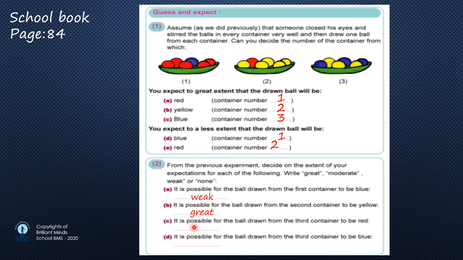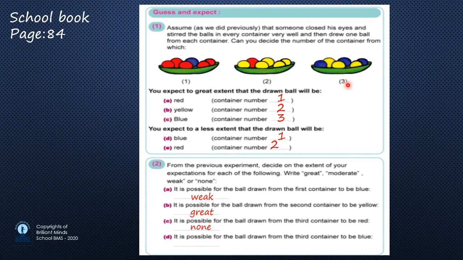It's number C. It's possible for the ball drawn from the third container to be red. Do we have any red ball in the third container? No, we just have yellow and blue. So this is impossible. So we can say none.